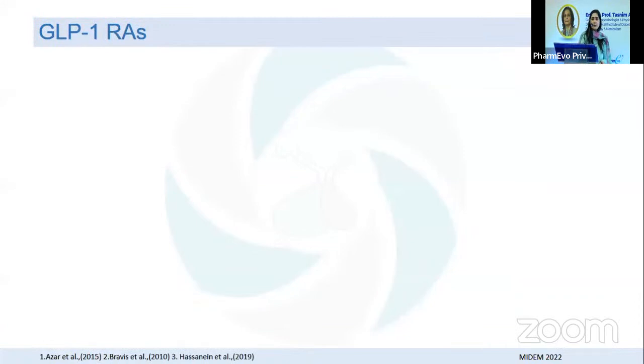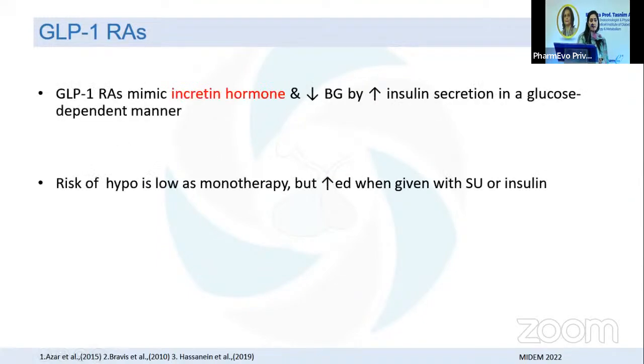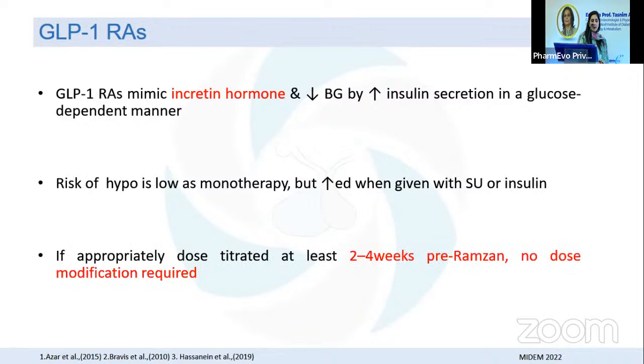We have a newer class of drug, GLP-1 receptor agonists, and we are fairly using them in our practice. GLP-1 receptor agonists mimic the incretin hormone and decrease the blood glucose level by increasing insulin secretion in a glucose-dependent manner. Since they exert their action in a glucose-dependent manner, the risk of hypo is low with this class of drugs. But again, it can be increased when combined with either insulin or sulfonylurea. If appropriately dose titrated, at least 2 to 4 weeks before Ramzan, no dose modification is usually required.